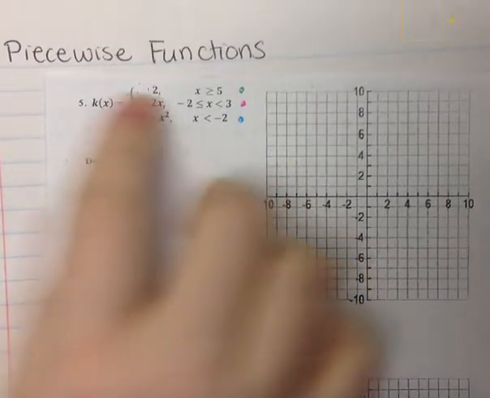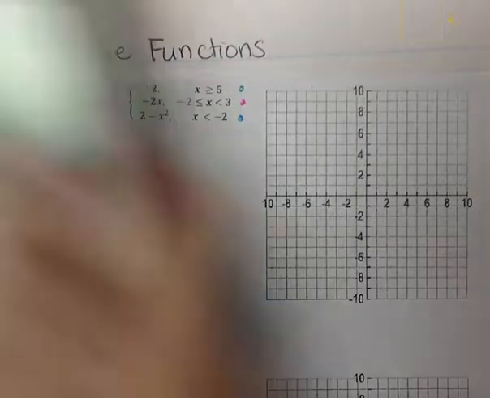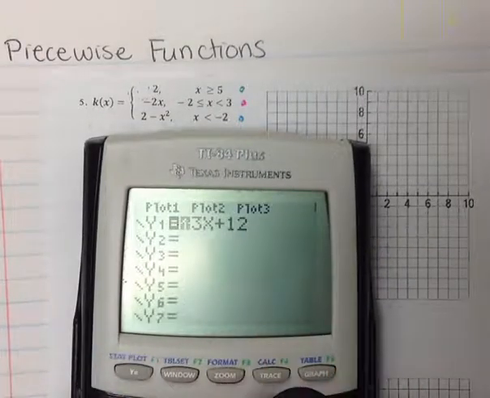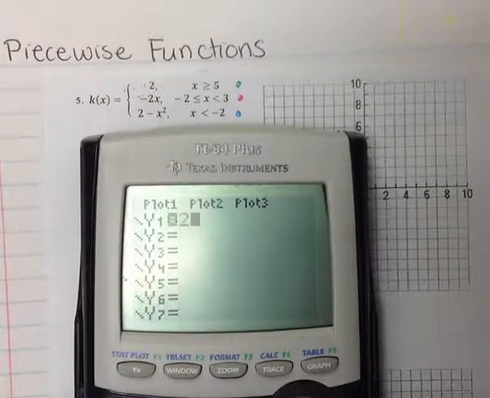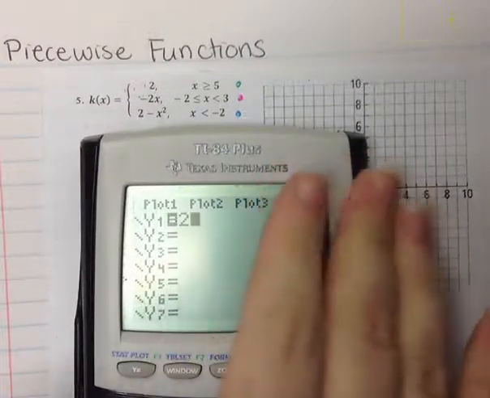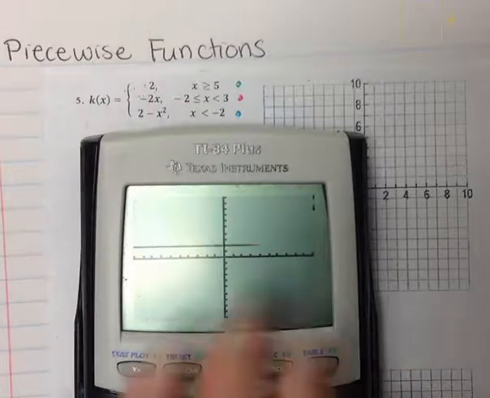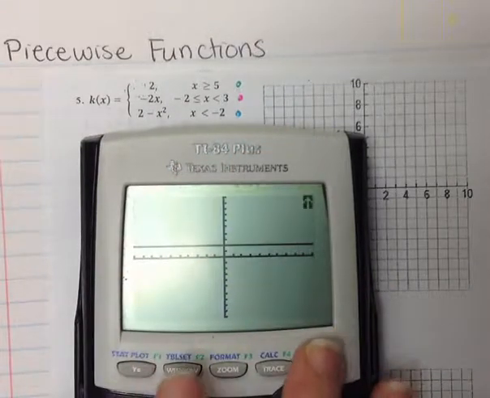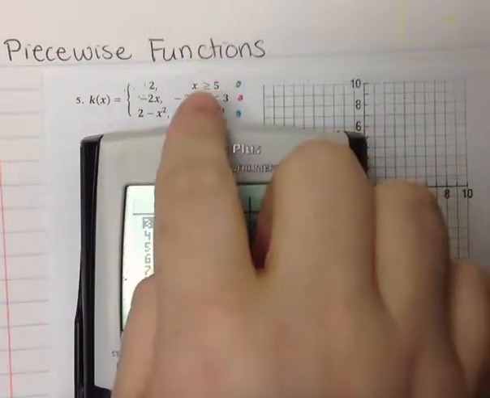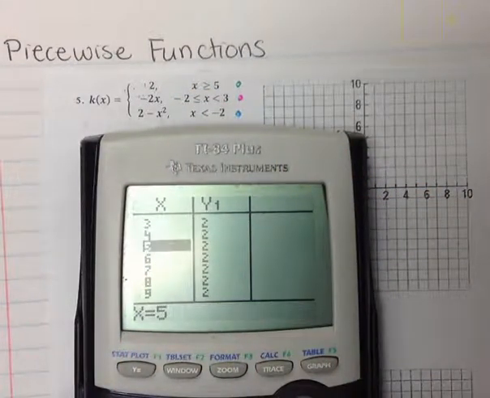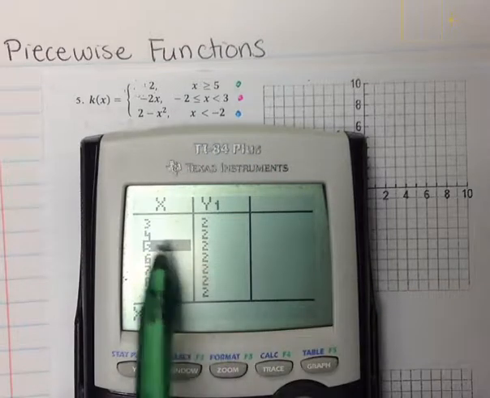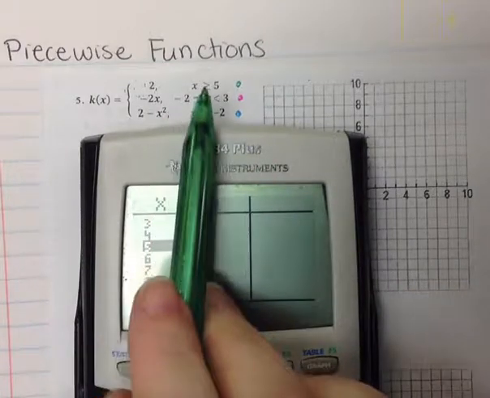So my first one, I'm going to go to my calculator and clear it out. I'm going to type in 2. Now I go to my table because I don't want to see the actual graph. I just want to look at my table. My first x value has to be at 5. So I'm going to go down. Here's 5. And I can graph that first coordinate, (5, 2), and it will be solid.